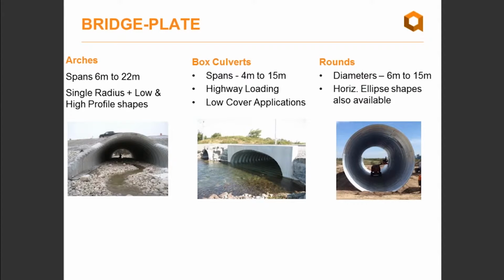Here are some of the most common shapes encountered in bridge plate applications. Arches are available in 3 shapes: single radius, low profile, and high profile arches. There's also a wide range of box culvert shapes available, and with its low rise to span ratio, these are ideal for low profile and low cover applications. Where foundation bearing capacities are an issue, round structures work well and can be manufactured up to 15 meters in diameter for the bridge plate profile.